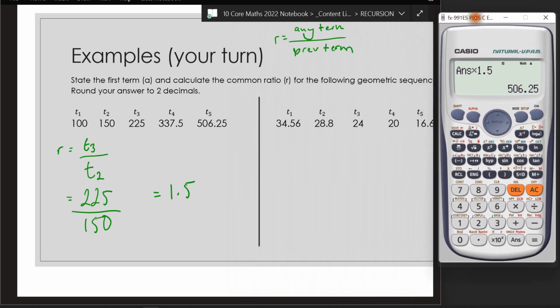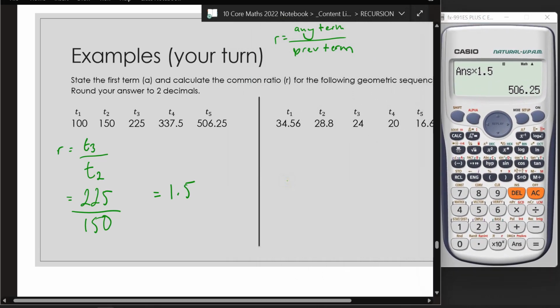Let's try the next example here for finding the ratio. So remember, look at the formula, any term divided by the previous term. So I might go with T2 divided by T1. Okay, so in this case, it'd be 28.8 divided by 34.56. Remember what I said?